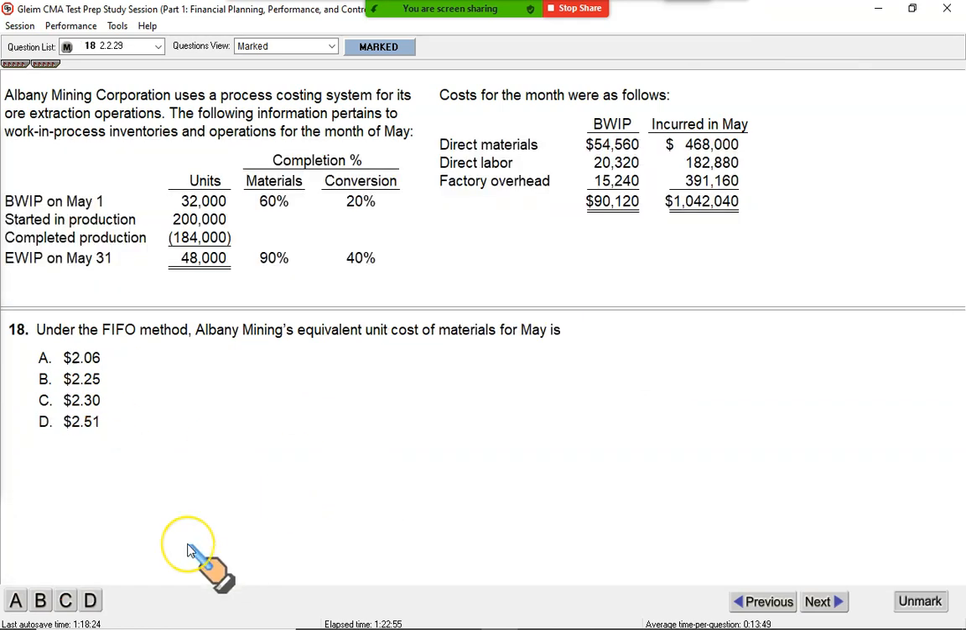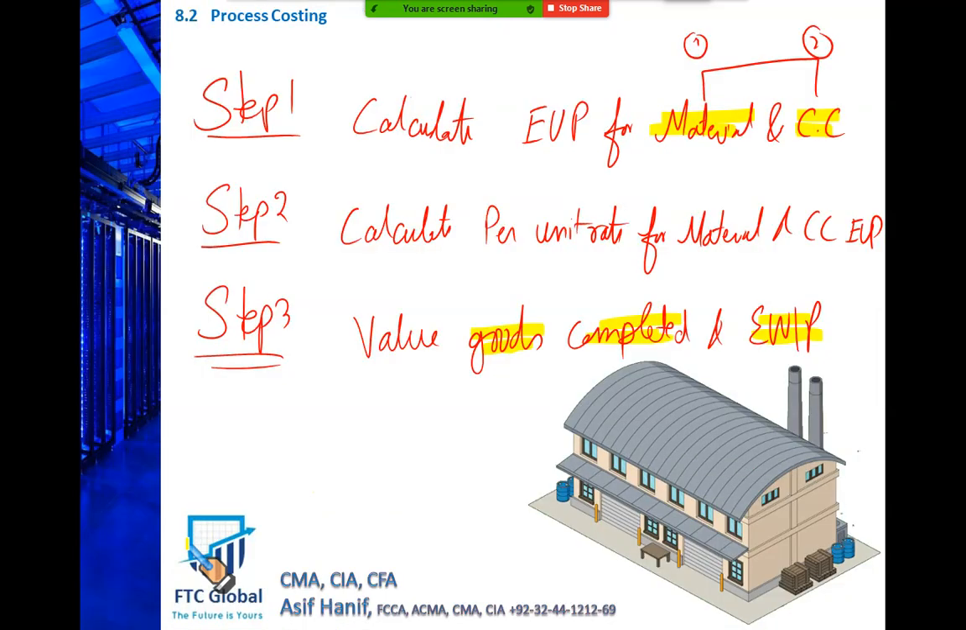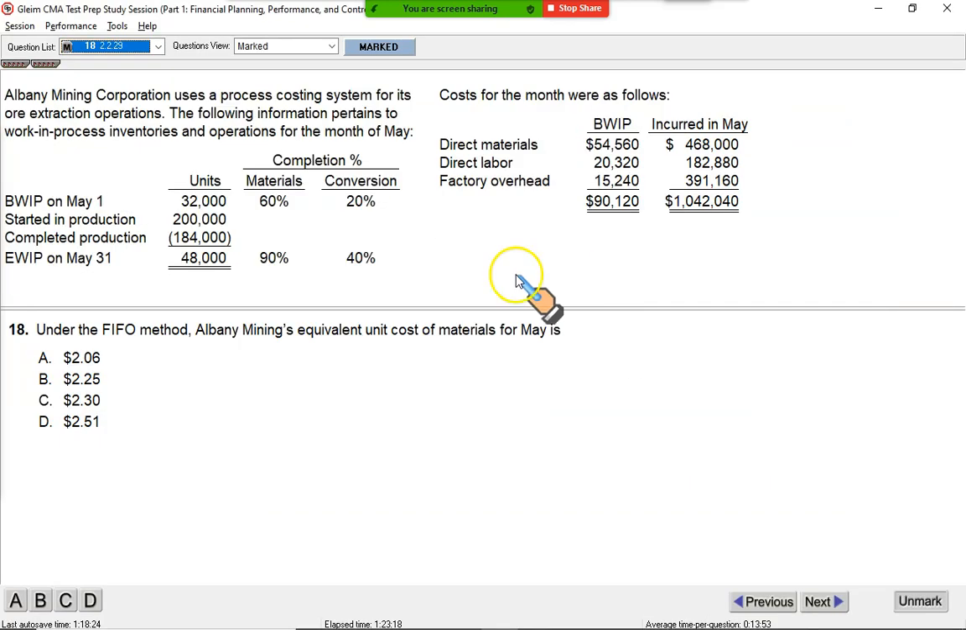Under the second step, if you go back, the second step is to calculate the per unit rate for material and conversion cost EUPs. We have learned how to calculate EUPs of material and conversion cost. Second step is to calculate the per unit rate. How do we do that? Pretty straightforward.